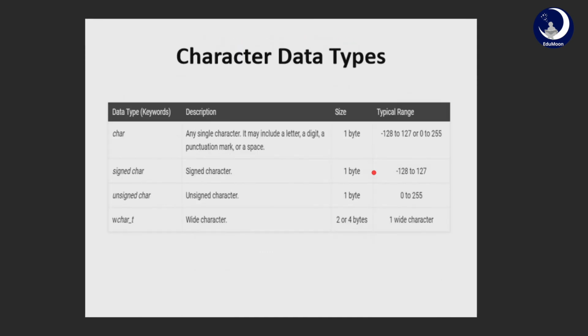Now let's look at character data types. The keyword is char. Description: any single character. It may include a letter, a digit, a punctuation mark, a space, or any special character. Its size is 1 byte. Its typical range is -128 to 127, or 0 to 255. This is the case of unsigned character. Here we'll be having signed character and unsigned character. The wide char, wchar_t, is used to signify characters which are 2 bytes wide.